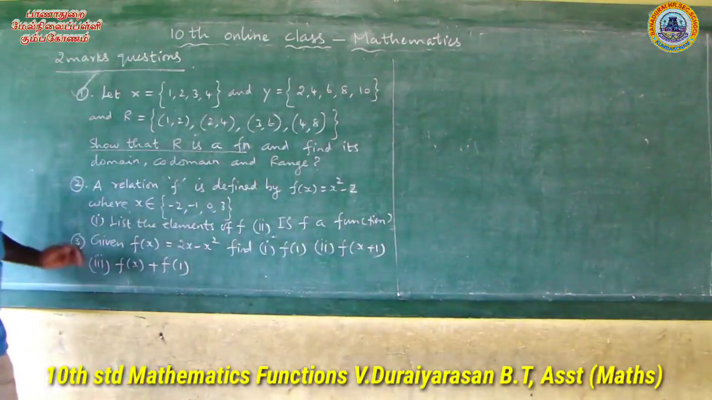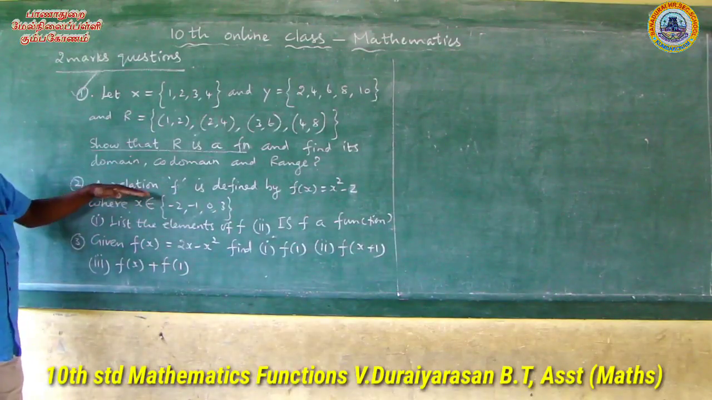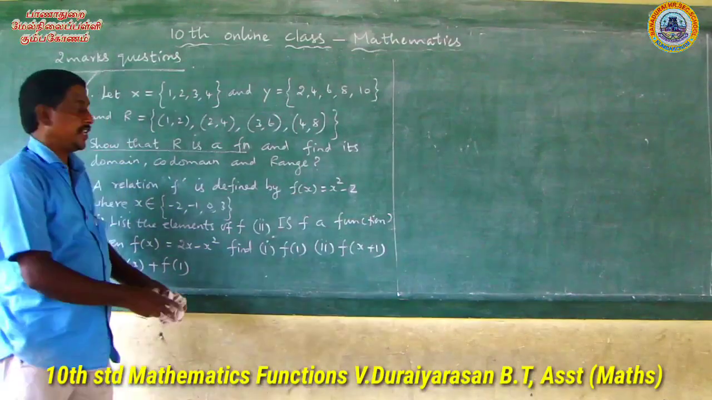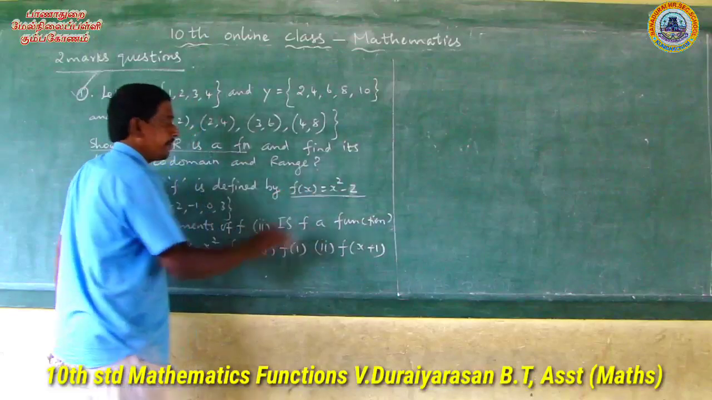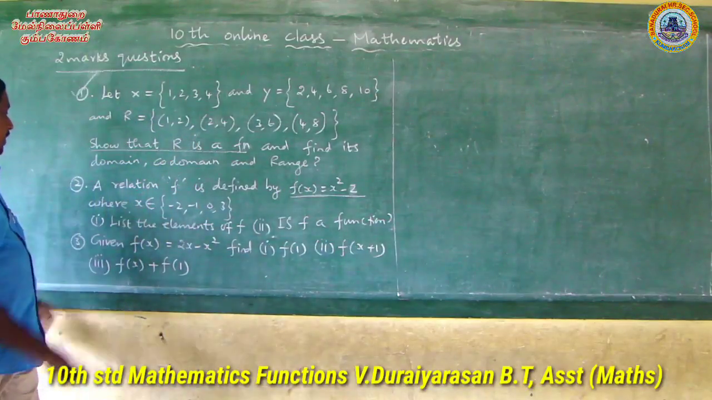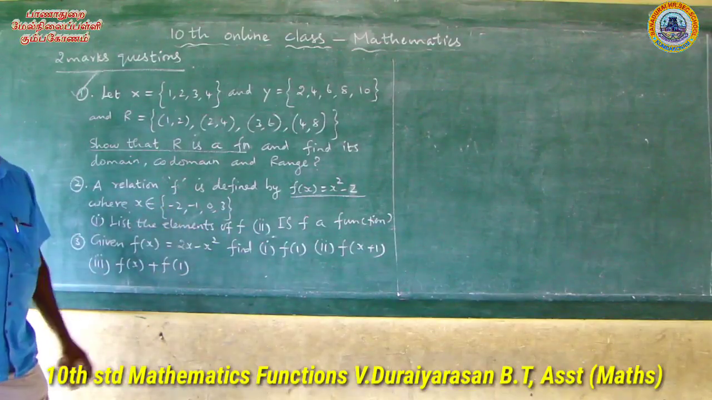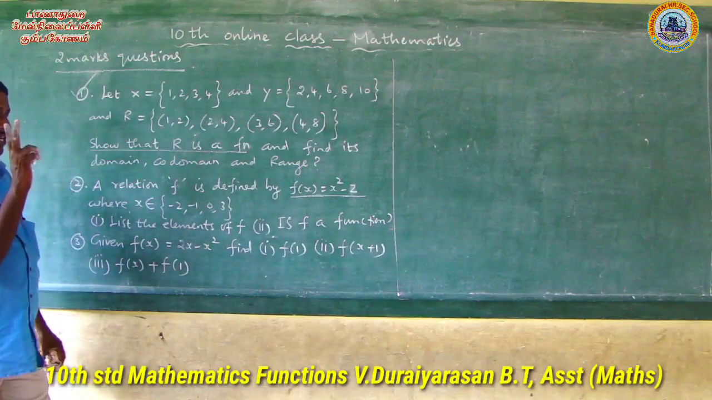Next, we are going to another 2 mark question. What is the question, sir? A relation f is defined by f of x is equal to x square minus 2, where x belongs to {-2, -1, 0, 3}. Right, there are 2 questions that arise.